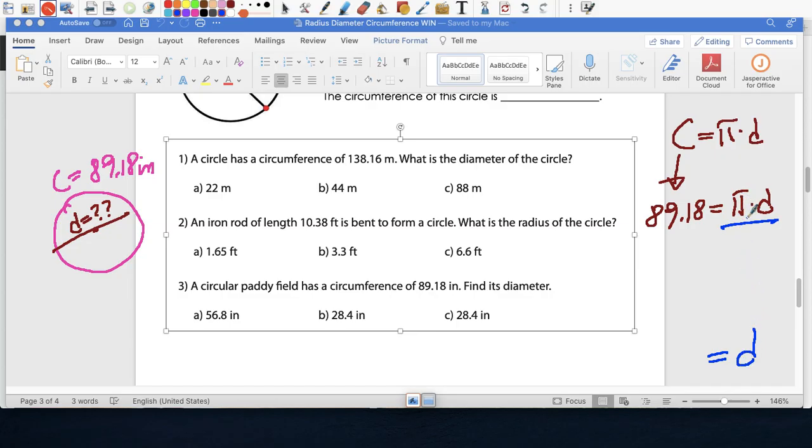Remember, I want my equation to look like this. So I need to get rid of the pi. How do I get rid of it? I divide by pi, which means I divide by pi on the other side. Pi and pi goes away. That leaves me with D, because pi divided by pi is 1, and 1 times D is D. On the other side, it's just a matter of dividing. 89.18 divided by pi, enter, it's 28.39 rounded.